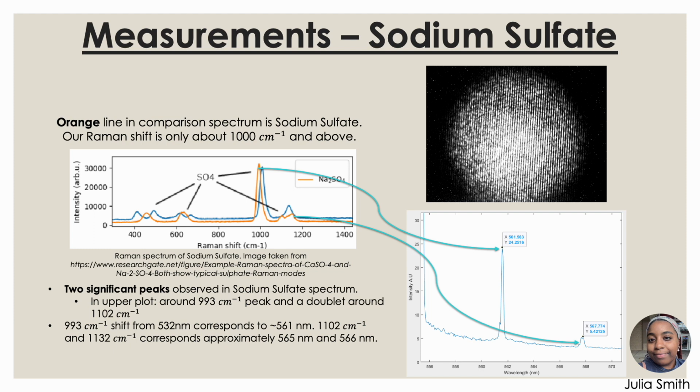So since our SHS is around 532 nanometers, our Raman shift will be looking at 1,000 and up because that's our range. 1,000 and down wouldn't really help us in our case. So as you can see, in our SHS sodium sulfate measurement on the right, we have that distinct peak in wavelengths, not Raman shift. And then we have those two doublets which correspond with the sodium sulfate on the left.